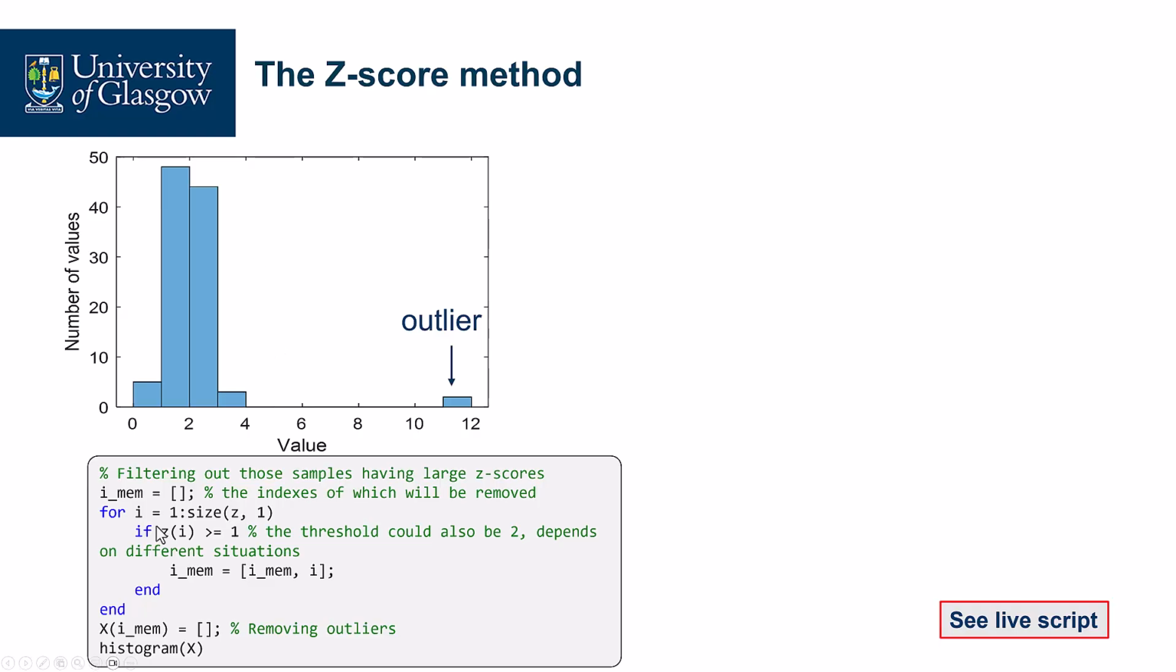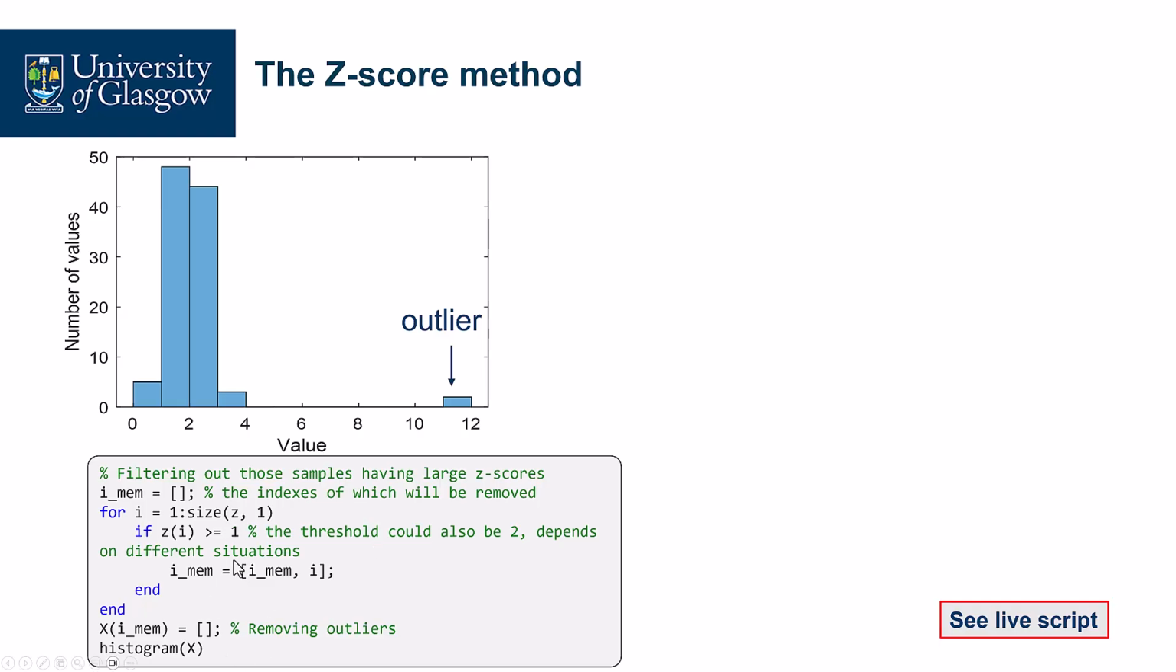So then what I do is that from 1 to the size of Z, I say if the Z-score of the ith data point is larger than 1, then I think it's an outlier. So you can change the number here. Maybe you can say 2 or 3. This is your criterion to see where we cut. The outside is the outlier, right?